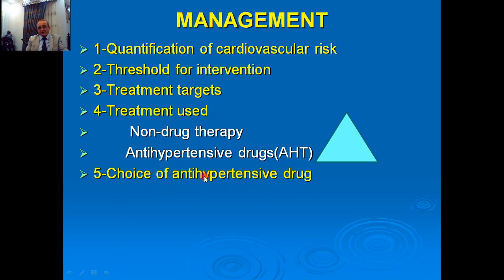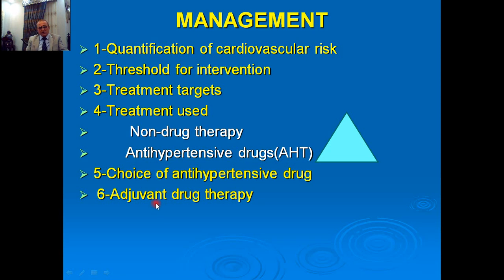Then, what choice of antihypertensive drug? This is another issue. You can't give a drug for every patient. For example, if you have a patient with heart failure, then the best drug would be angiotensin inhibitor or blocker and or diuretic. But a patient with hypertension and angina, the best drug will be beta blocker. And a patient with asthma, you cannot give beta blocker. This is how you choose your drug.